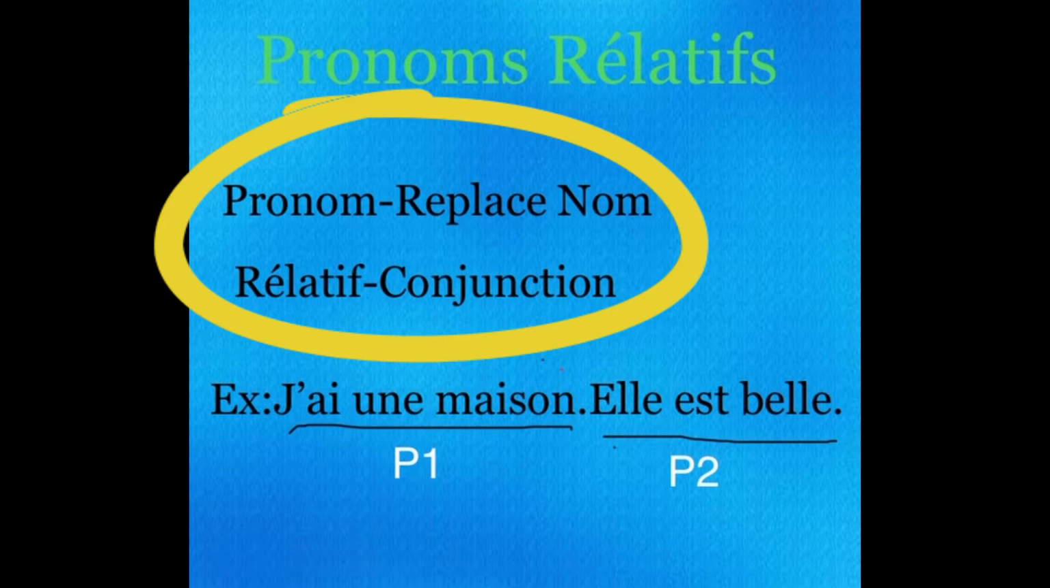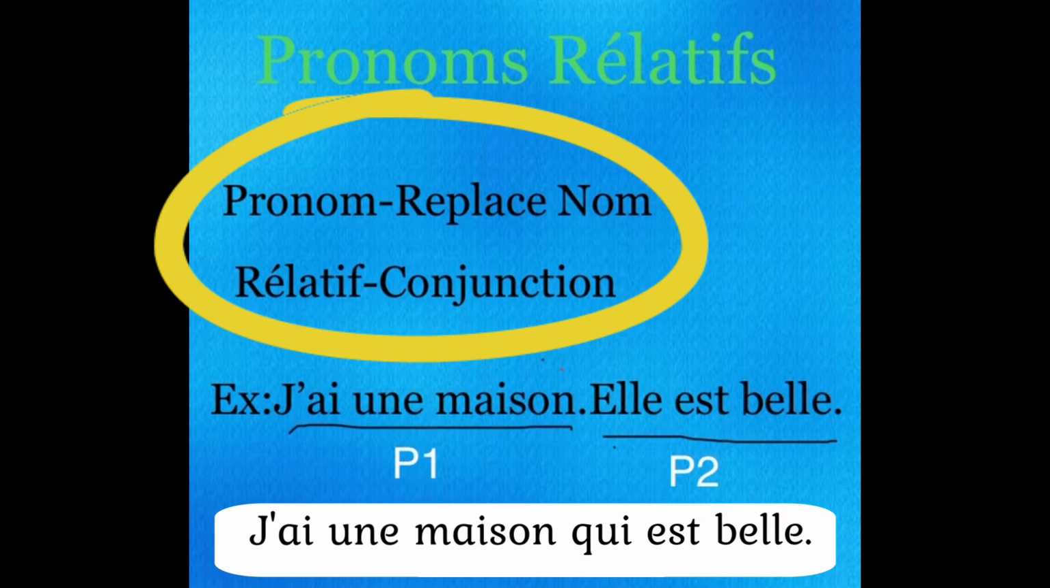As an example, a sentence in which a relative pronoun will be used is "J'ai une maison, elle est belle." With relative pronouns, this sentence will be written as "J'ai une maison qui est belle." We'll learn when we use these later.